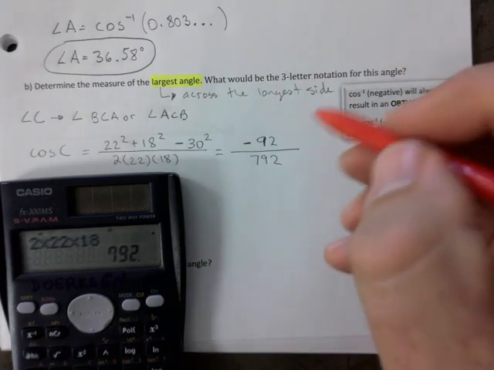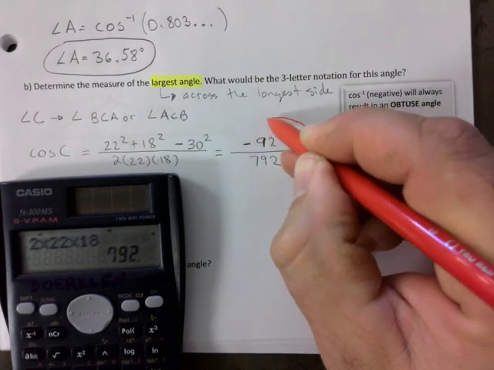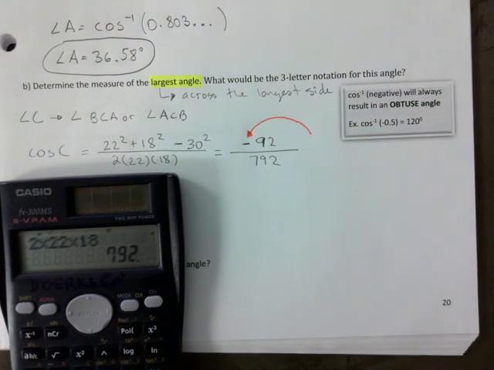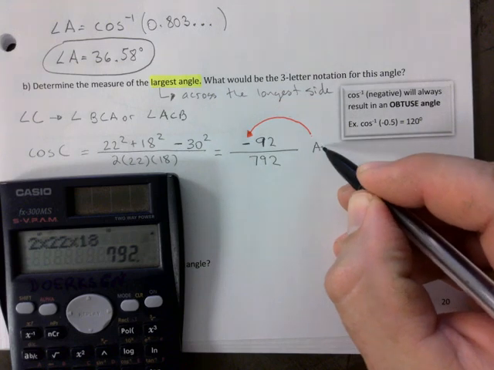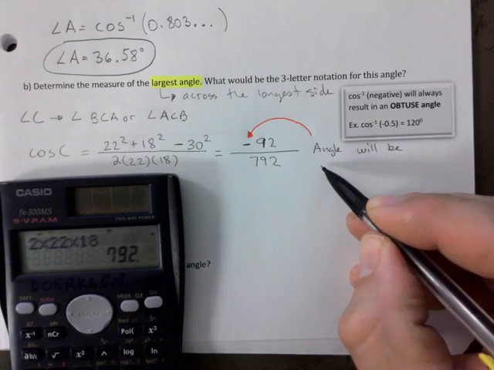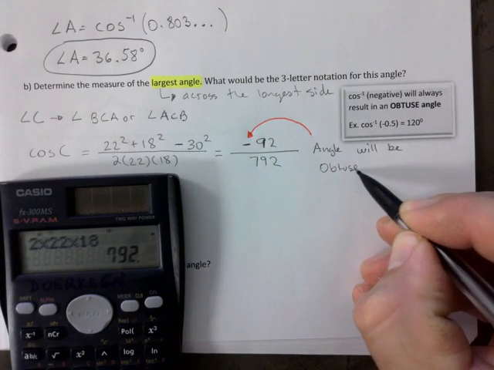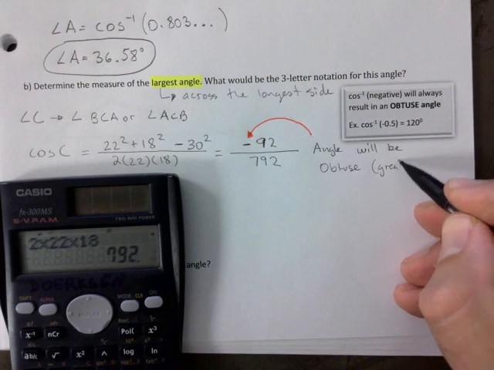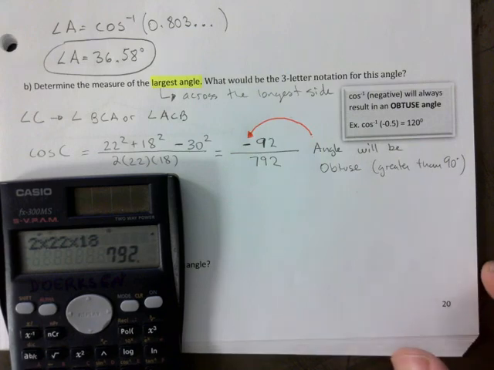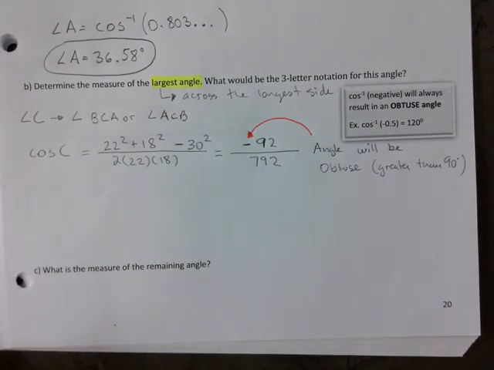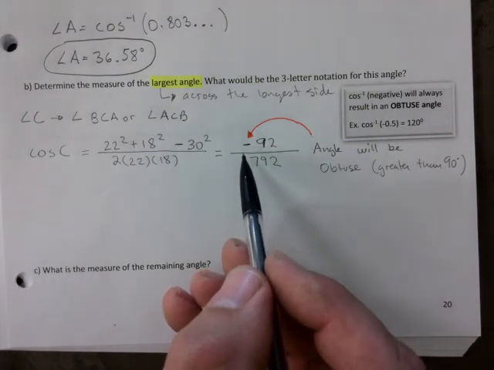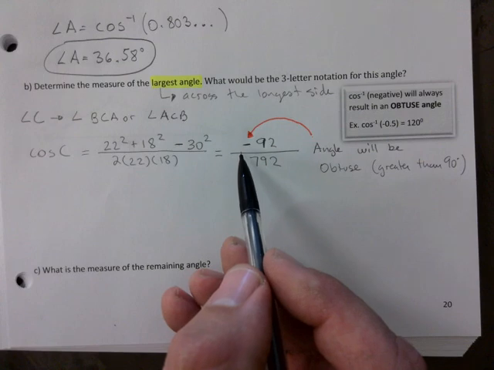But I want to highlight this part. If you ever see that negative, and I alluded to that earlier already, we're dealing with an obtuse angle. Angle will be obtuse, greater than 90 degrees. Okay, that's what that is telling you. You know without a doubt that this angle will be obtuse. Even if it's 90.01, it is bigger than 90, right?